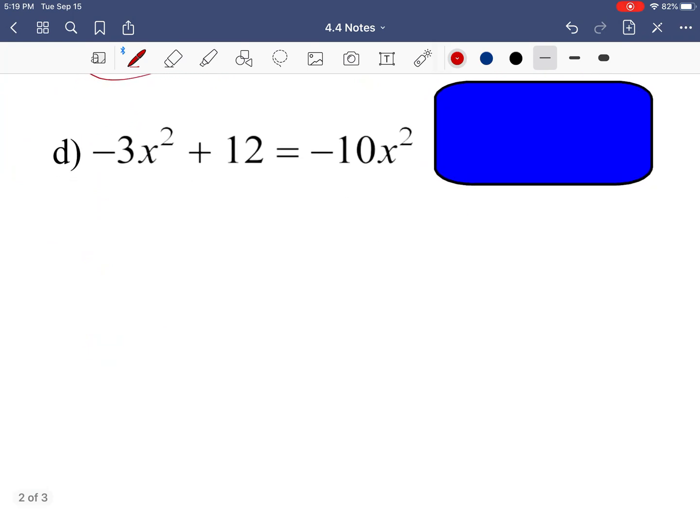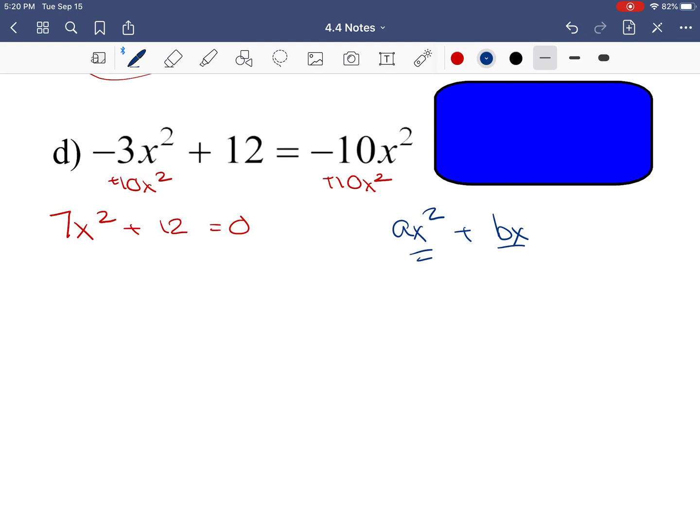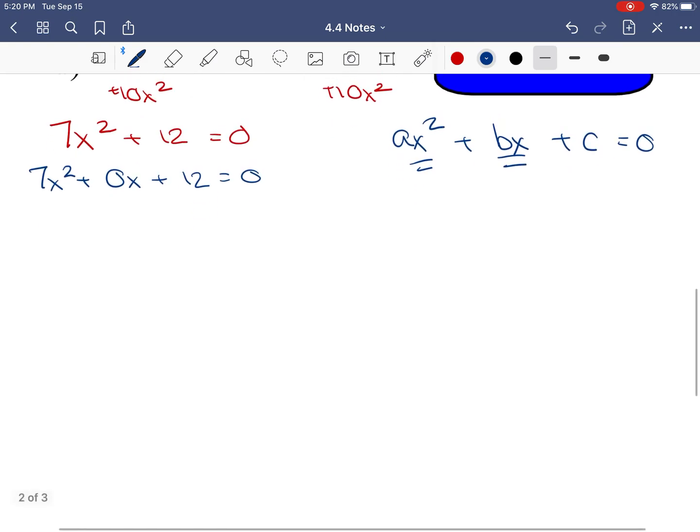There we are. So next example, same thing, putting in our ax squared plus bx plus c is equal to 0 form. So I'm going to add 10x squared to both sides. So I'm going to get 7x squared plus 12 is equal to 0. And you might look at this and go, okay, well, I know 7's my a, but that's probably my b, right? Well, no. It's always our ax squared, so our x squared term plus some linear term plus our constant term. So in this case, what we really have is 7x squared plus 0x plus 12 is equal to 0.